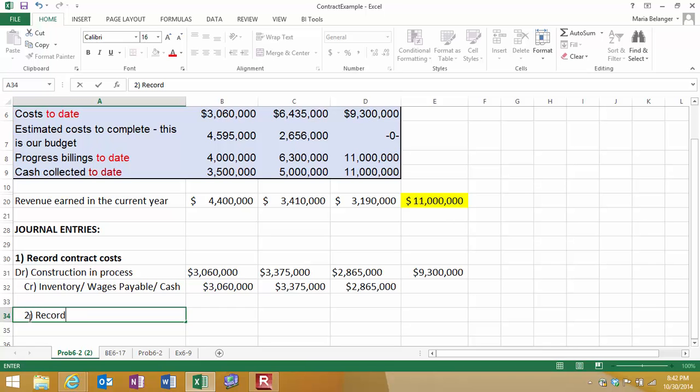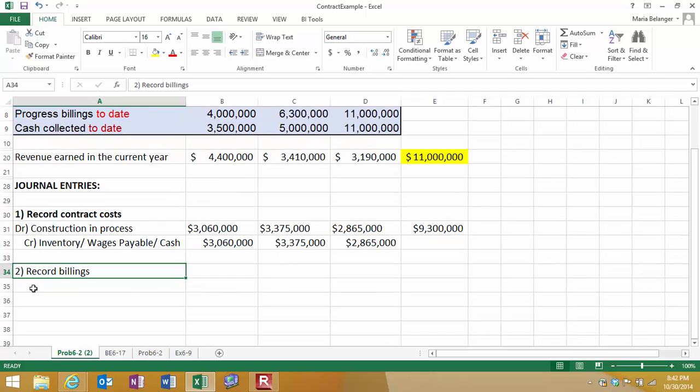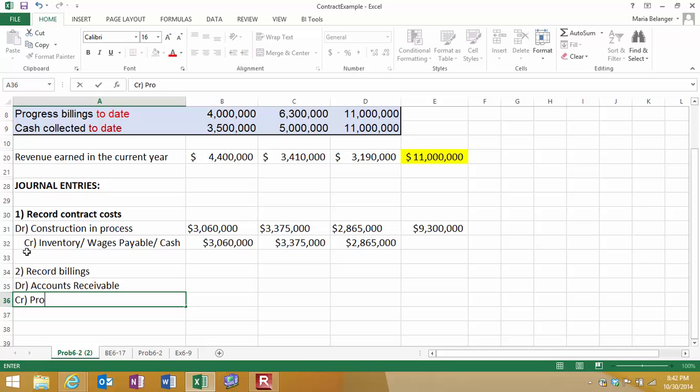Second journal entry involves recording the billing on the contract. So record billings. And just for clarification, I call them billings as opposed to invoicing, just to make sure that the point is clear that we separated the invoicing from the revenue recognition. The invoicing comes from contract dates and invoicing dates. So this is a debit to accounts receivable, because they're collectible, and a credit to a new account called progress billings. And this is also a balance sheet account. It's a contra asset account that will track our invoices.